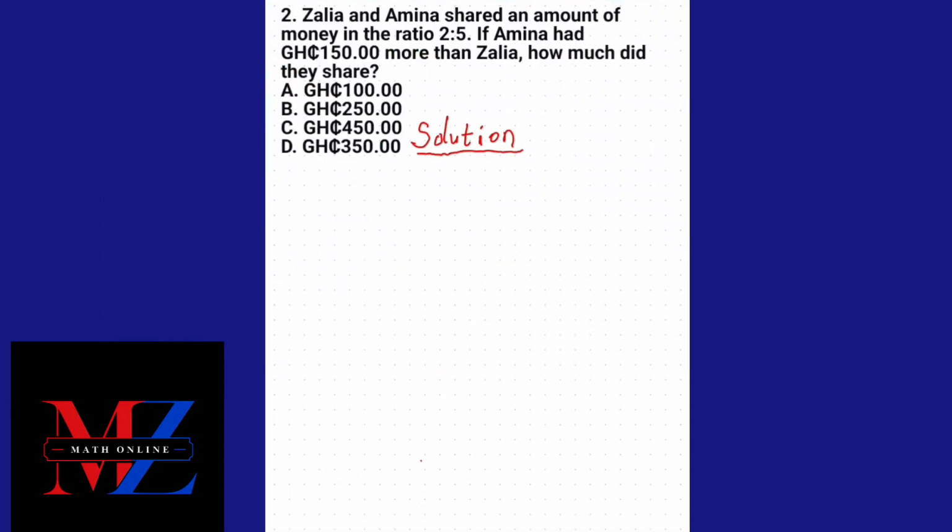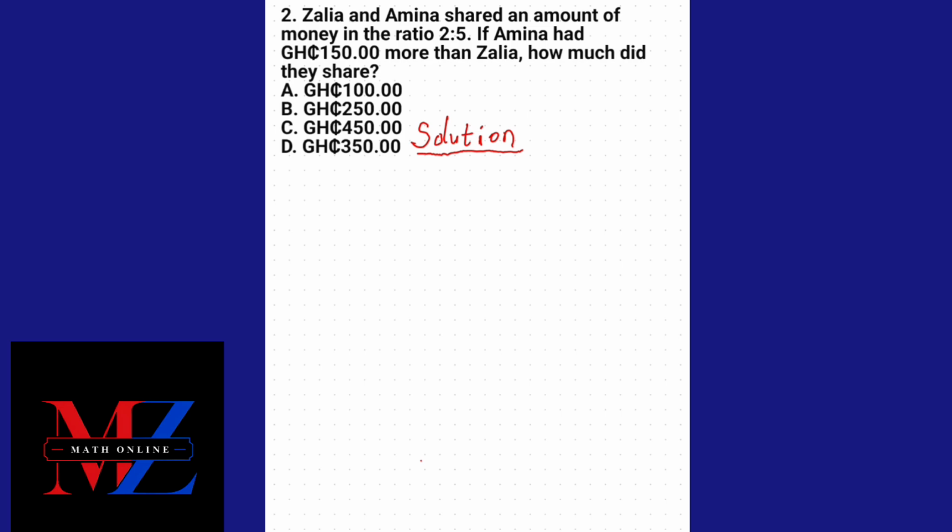Now, in this particular lesson, we are going to answer question number 2 of the 2024 BECE Mathematics Paper 1. And the question is as follows. Zelia and Amina shared an amount of money in the ratio 2:5. If Amina had 150 Ghana cedis more than Zelia, how much did they share?